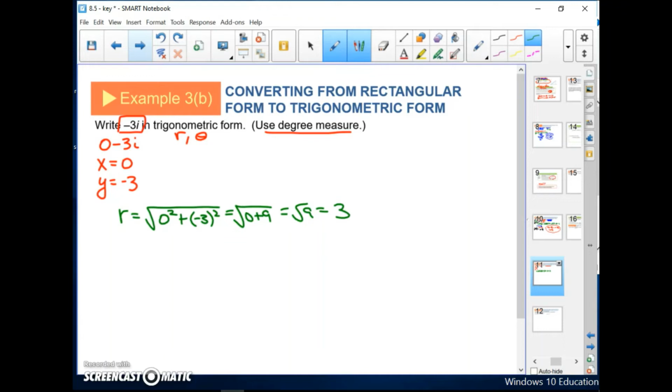And then we want to look at the angle. So tangent theta equals y over x. Notice that's undefined. I don't think we're going to be able to plug that into our calculator. You can try it, but I think it's going to help us to visualize where this is. Let's visualize where negative 3i would be. If I go over 0 and down 3, this vector puts us right there.